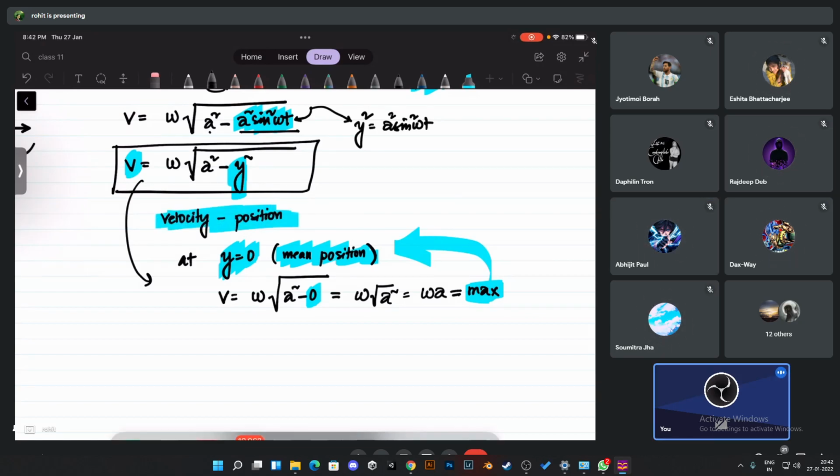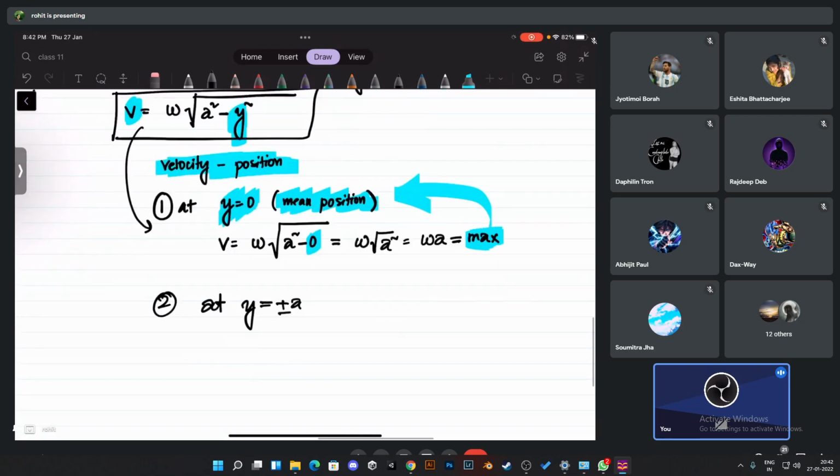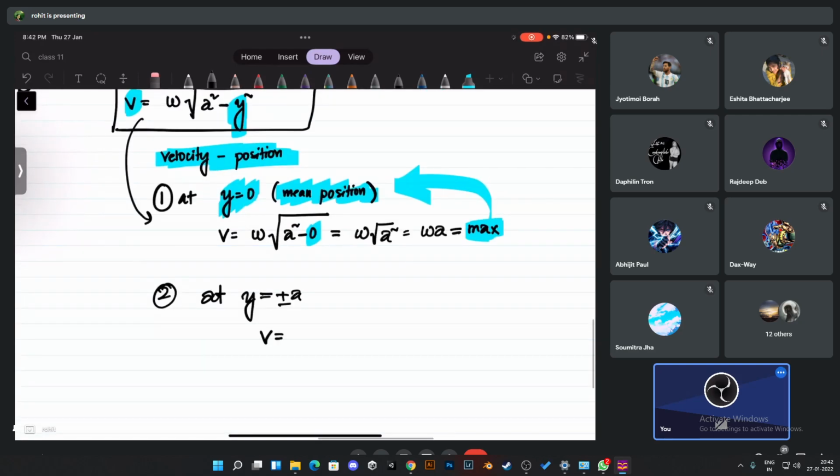Let's apply again. This is number 1. At number 2, let's say y equals plus a, or let's say minus a. Let's put plus or minus, it doesn't matter. So let's check. What will I write? V equals what? What is this, by the way? This is mean position or extreme position?